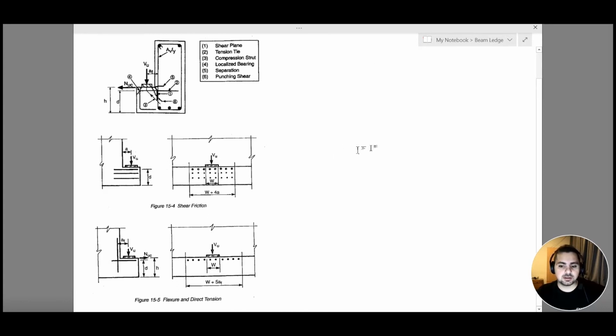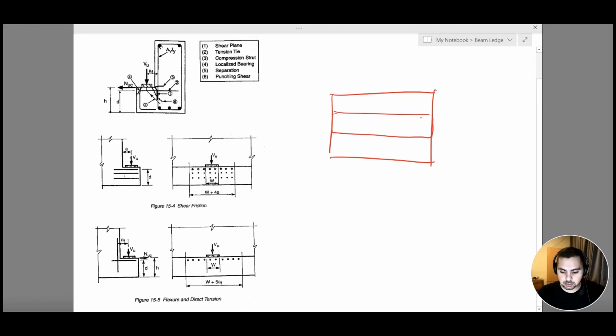We said that we require shear reinforcement in order to ensure the safe transfer of my shear force from my ledge to my beam or to my column. From my ledge to my beam. In order to maintain the safe transfer of this shear force, we need shear reinforcement, and we said our shear reinforcement is basically a stirrup with 2 legs or with 4 legs.